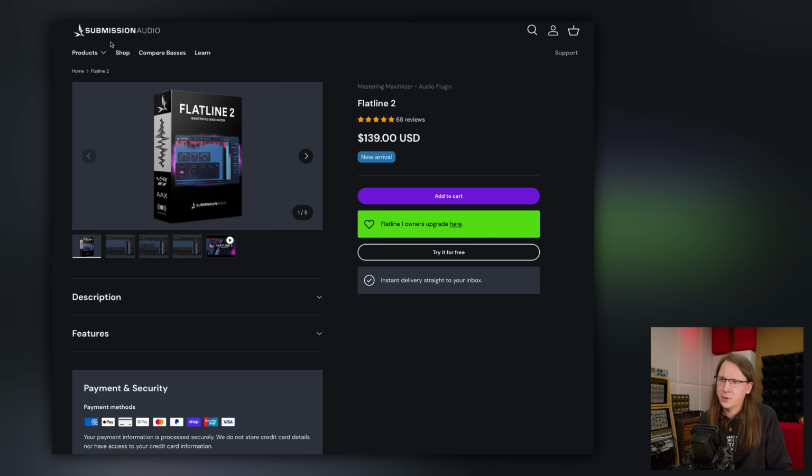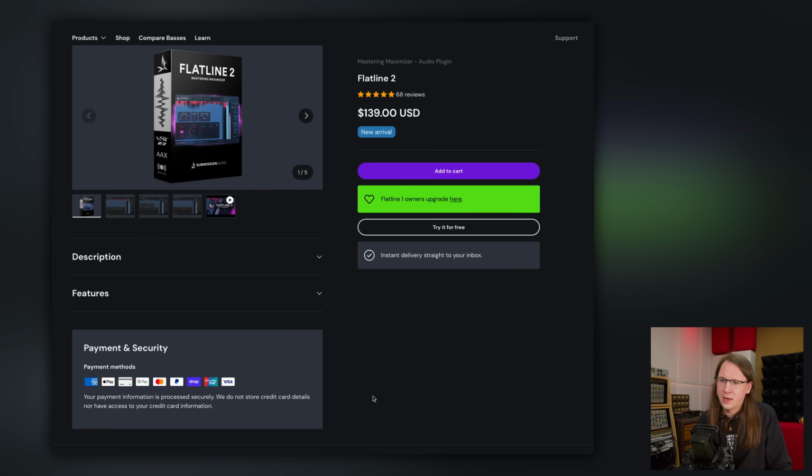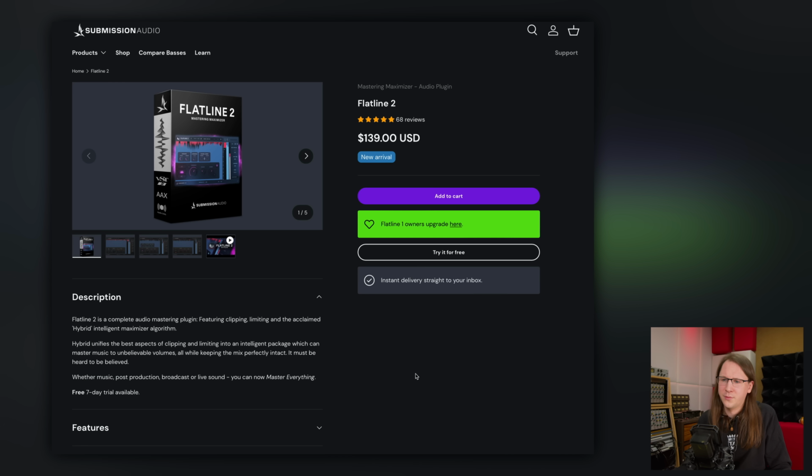There is one that I'm considering to add to my bundle, and that is the Flatline 2 from Submission Audio, because this one also has some very good clipping built in, which is something that I sometimes want to use. However, I generally do not pump up my music this loud anymore. But in some cases, some clients really have specifications where it can be handy to have a clipper on the master bus.